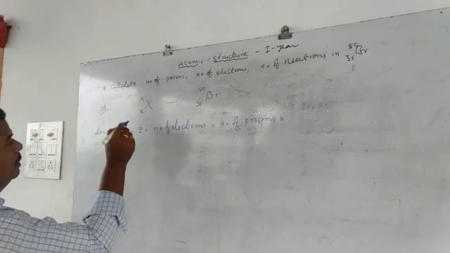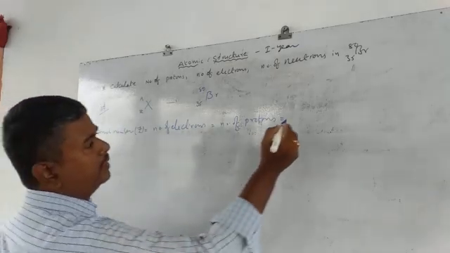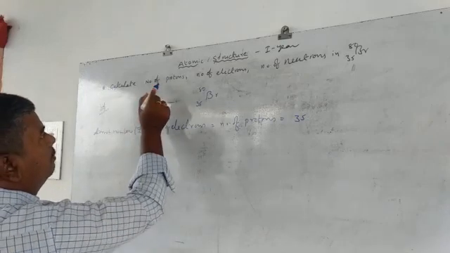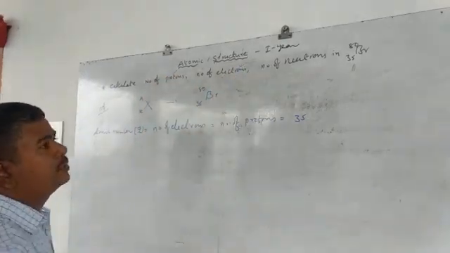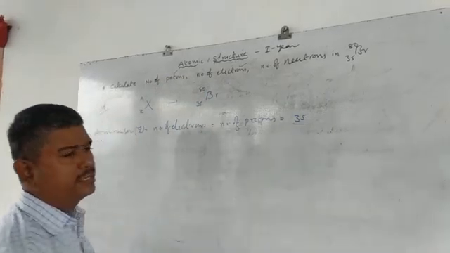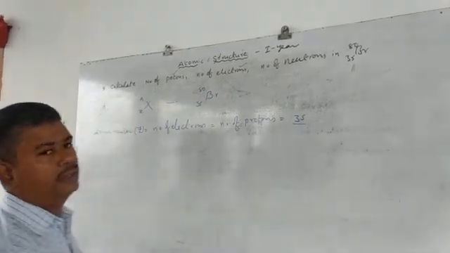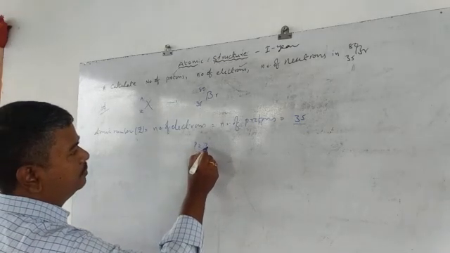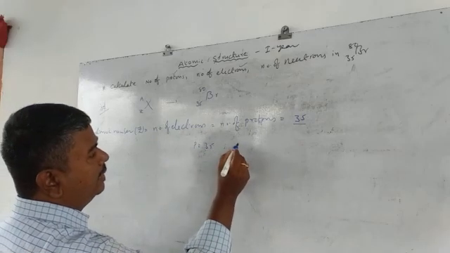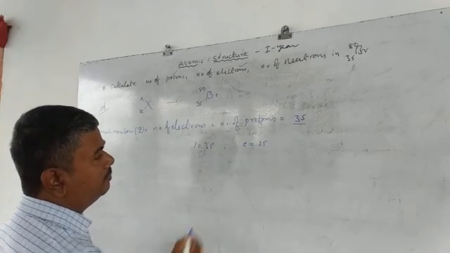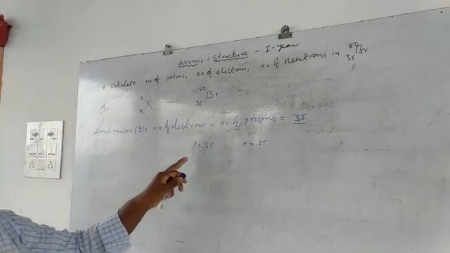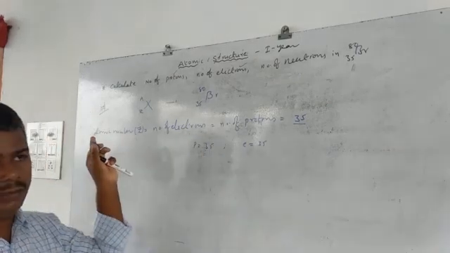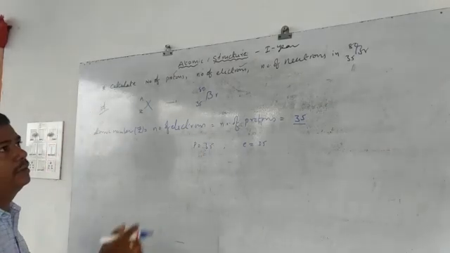Atomic number Z is equal to which one? 35. That means what he asked in the question? Number of protons and electrons. So how many protons are there? 35 protons. And how many electrons are there? 35 electrons. Protons equal 35 and electrons equal to which one? 35. Why? Because in a neutral atom, the number of electrons and protons are the same, which resembles the atomic number. Now, what is the remaining?